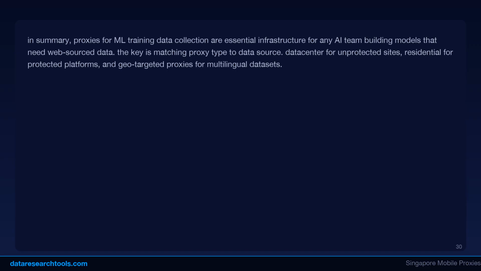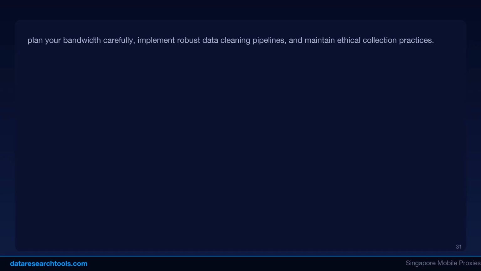How do I handle rate limiting across thousands of target sites? Implement per domain rate limiting in your crawler, distribute requests for the same domain across many proxies, use exponential backoff when rate limited, and maintain a priority queue that rotates between domains.